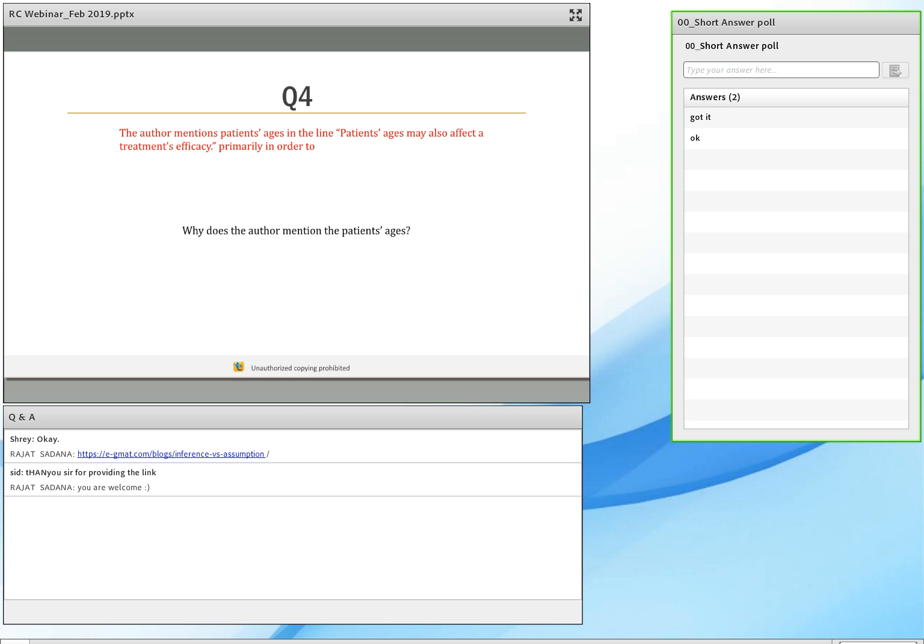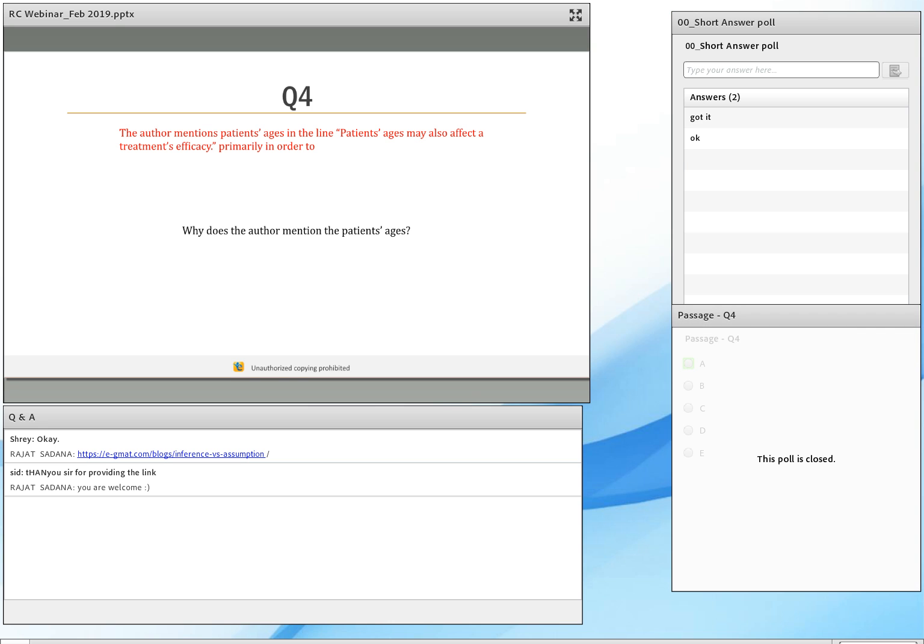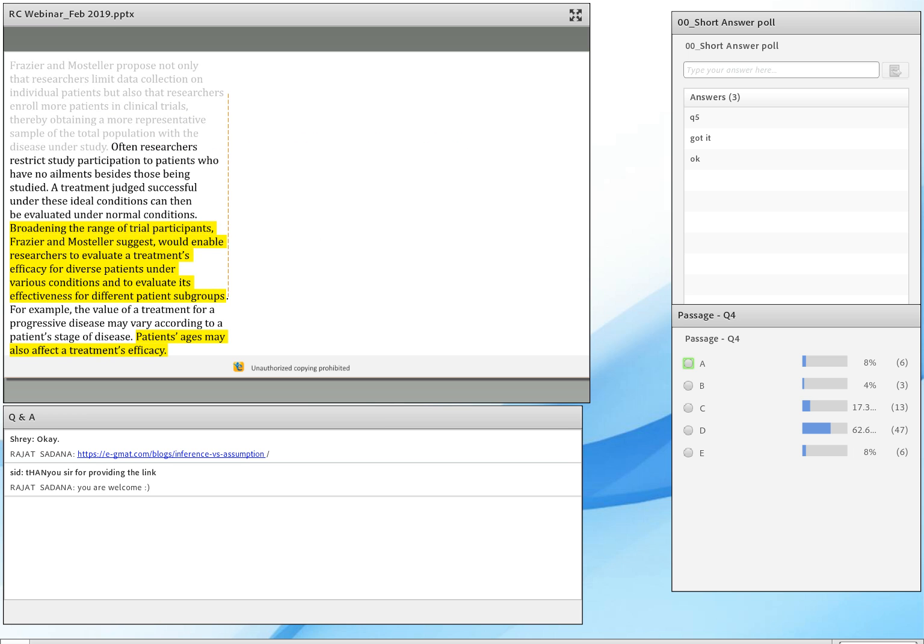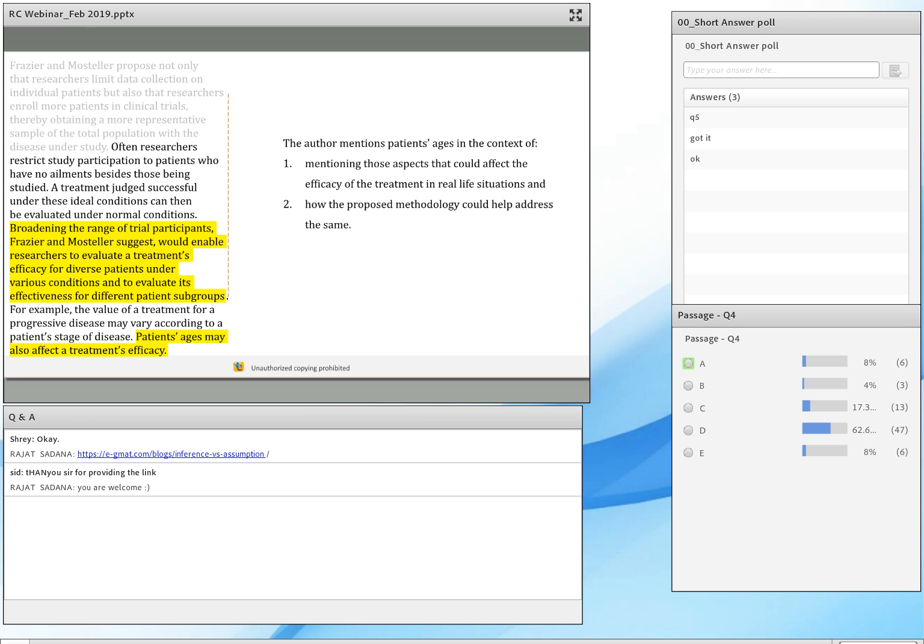Okay, you guys actually started doing better in question 4. The question 4 was more of a purpose question. 62% of you got it right. Question 4 says the author mentions patients' ages in the line "patients' ages may also affect a treatment's efficacy" in order to... Why does the author mention the patient's age? It's a variable that may impact the outcomes.